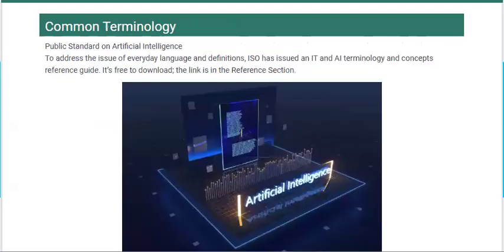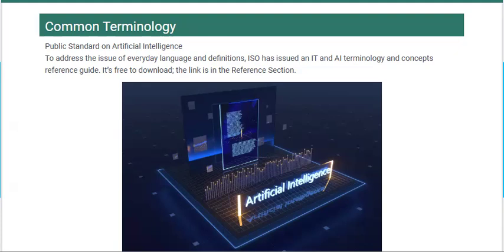Common terminology. Public standard on artificial intelligence. To address the issue of common language and definitions, ISO has issued an IT and AI terminology and concepts reference guide. It's free to download, the link is in the reference section.